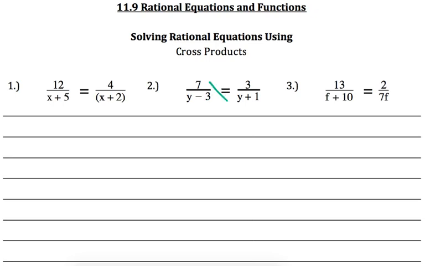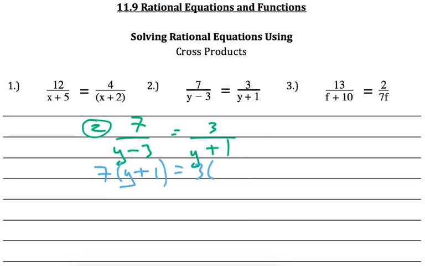Moving on to problem 2, we're going to do the cross products again. So let's rewrite 7 over y minus 3 is equal to 3 over y plus 1. Multiplying the cross products, we're going to have 7 times y plus 1 is equal to 3 times y minus 3. Distributing, I get 7y plus 7 is equal to 3y minus 9.